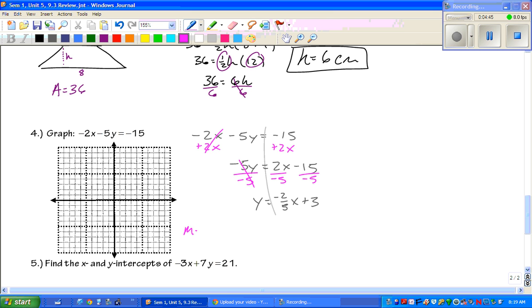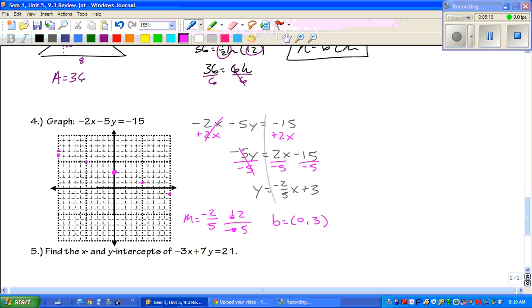Okay, now that we have that, I need to know my slope, which is negative 2 over 5, which means I go down 2 and to the right 5. And then my y-intercept, where I start, is 3. So I have to start at positive 3, and I go down 2 over 5, down 2 over 5. And I'm going to do that in both directions, okay? So I get my nice line. And there you go, connect the dots.